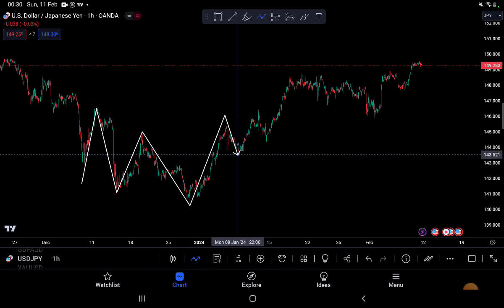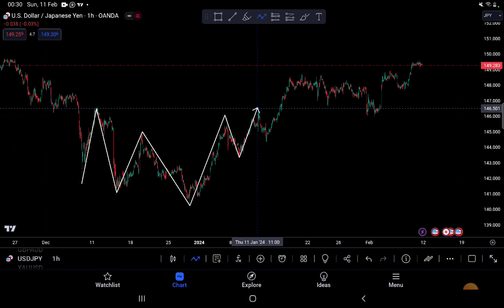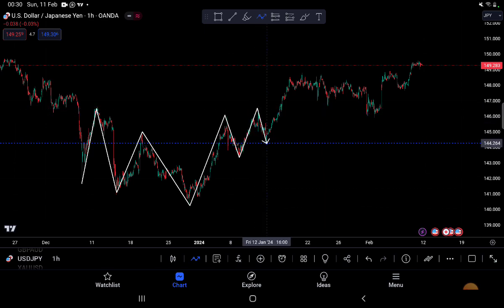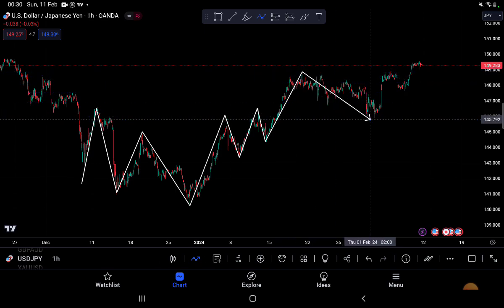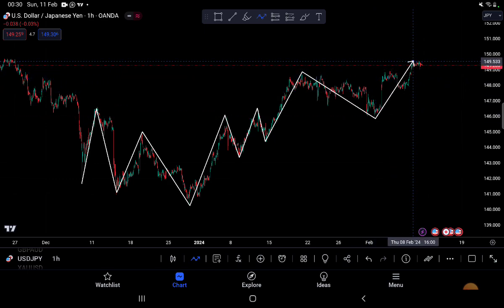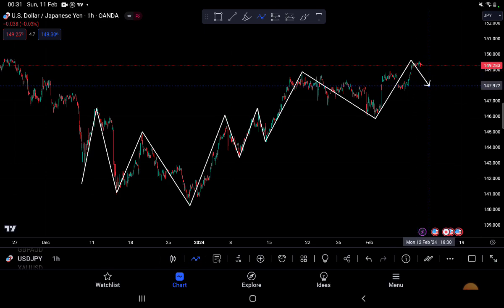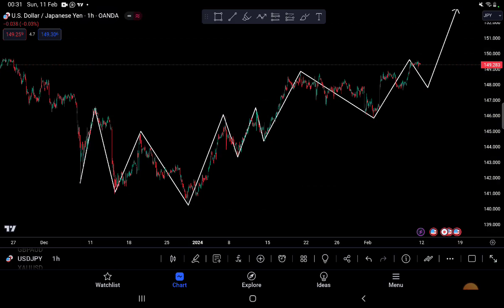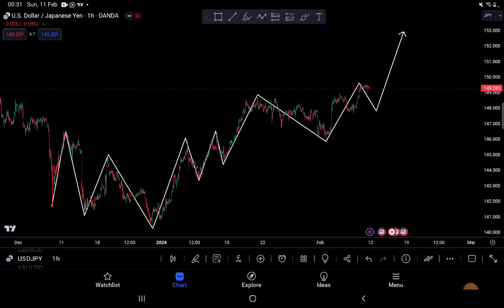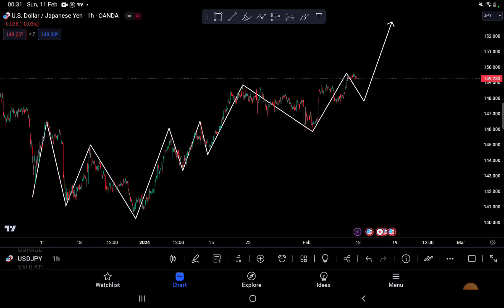made a pullback, now created a higher high, higher low, higher high, higher low, and creating another break of structure, which is higher high. Now we're expecting a pullback to this zone for the continuation. So now, if we look, we can see that the market is uptrending.